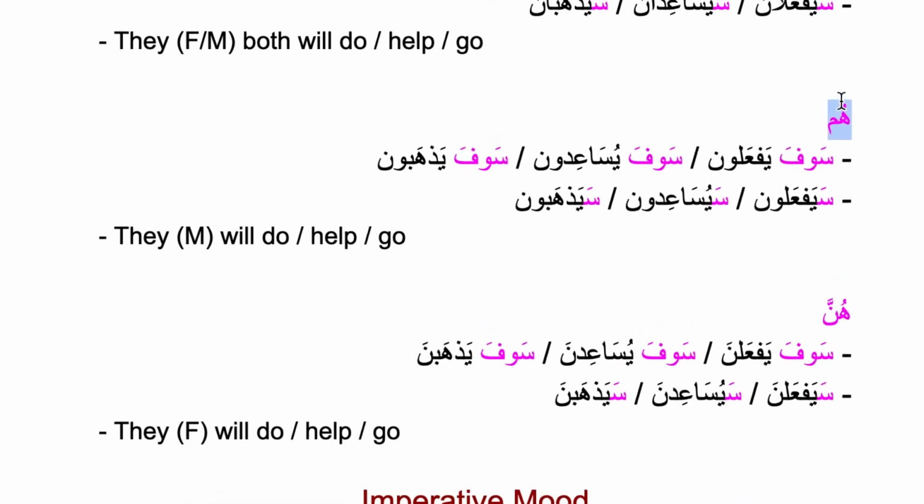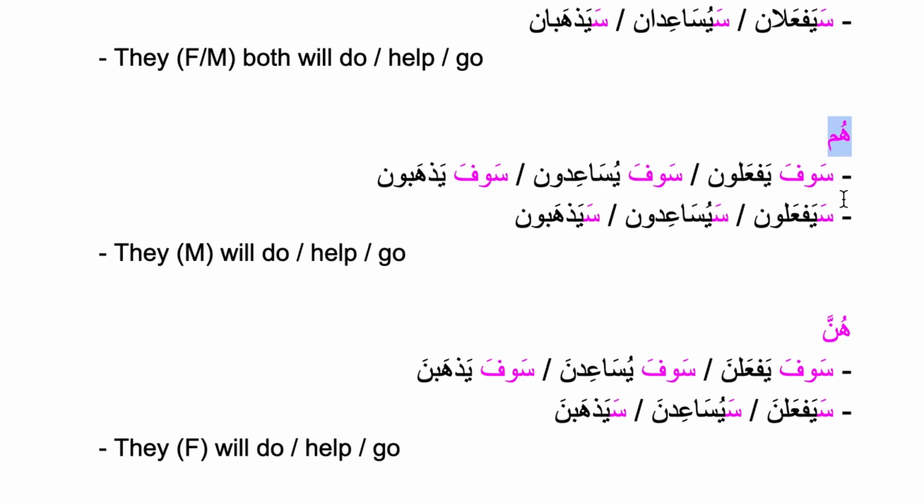The next is هم. هم means they, for plural male. سوف يفعلون, they will do. سوف يساعدون, they will help. سوف يذهبون, they will go. The second form, سيفعلون, they will do. سيساعدون, they will help. سيذهبون, they will go.